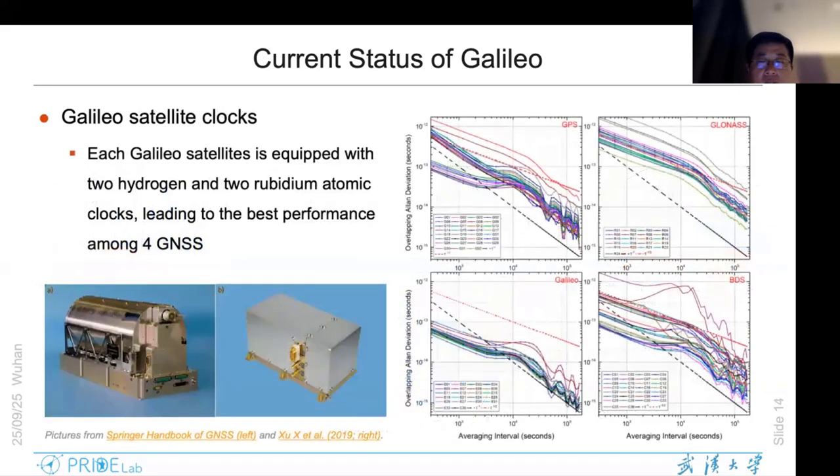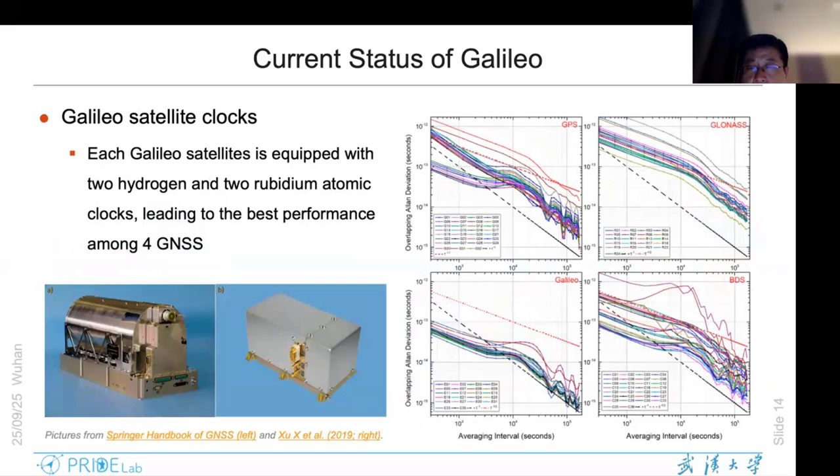Now I'd like to make some special points on the Galileo satellite onboard clocks. Each Galileo satellite is equipped with two hydrogen and two rubidium atomic clocks. From the four panels on the right, you can see the comparison of the Allan deviations for the onboard clocks of the four GNSS constellations.